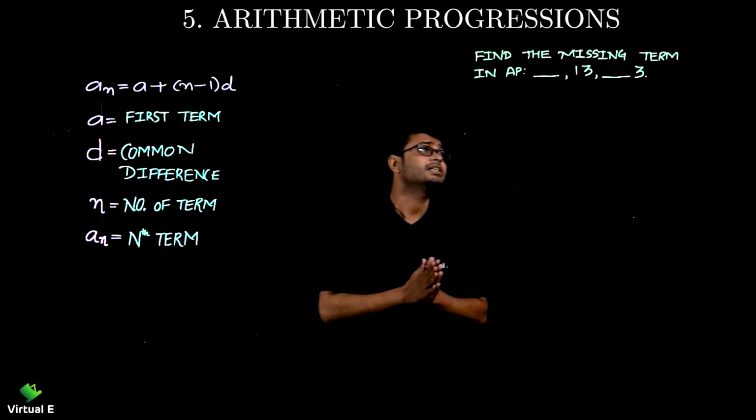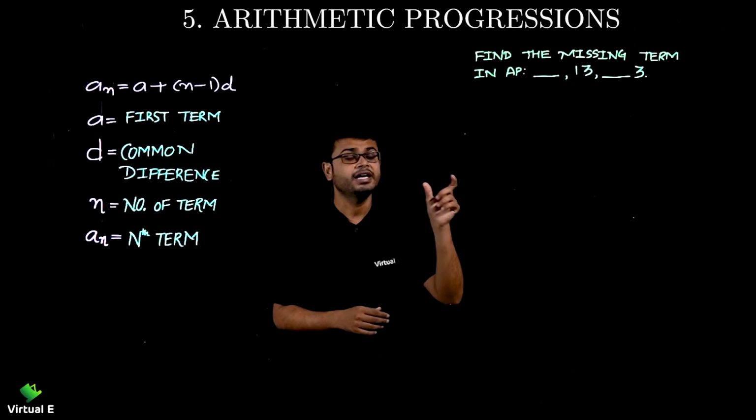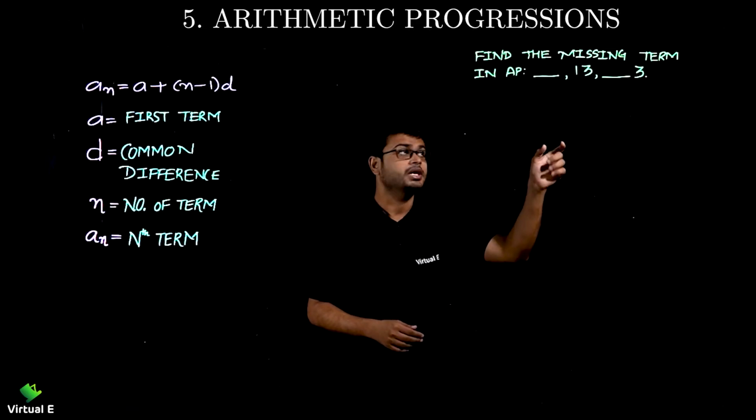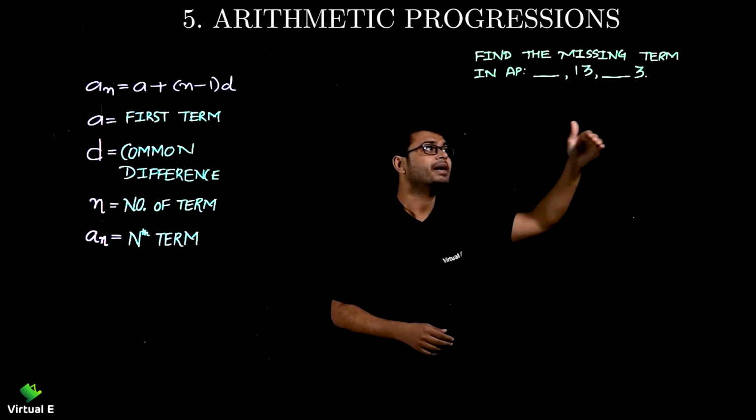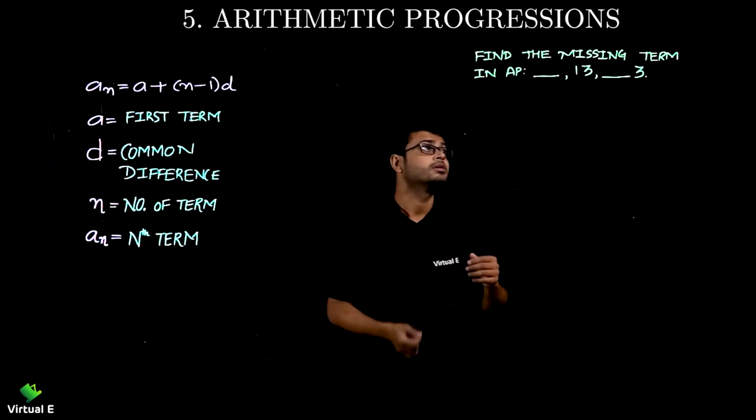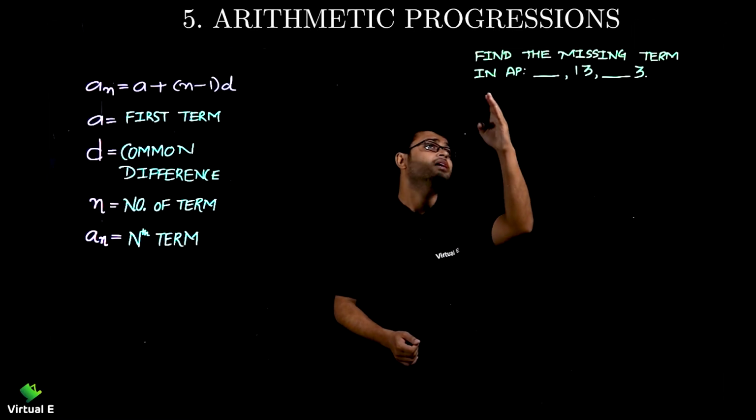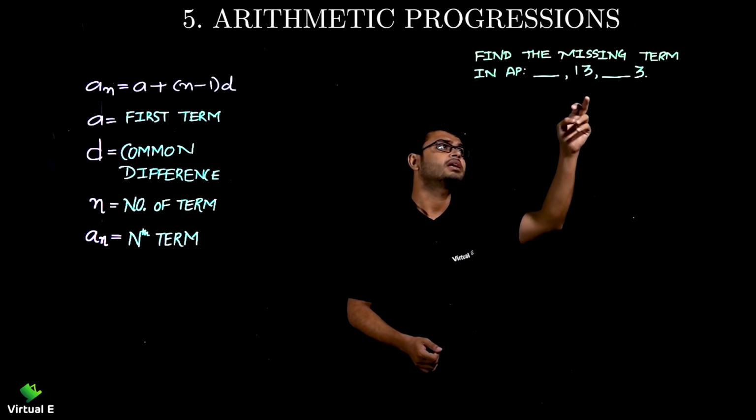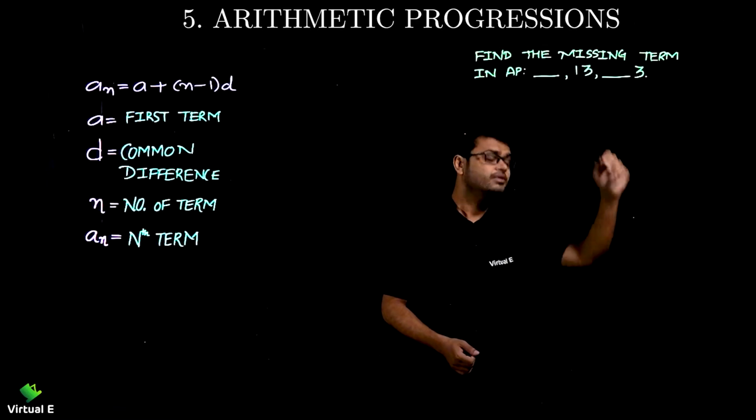So you can see that this is a finite AP. Finite AP means that there are only limited or countable terms, and infinite means it will keep extending, it will go to infinity. You can get as many terms as you want. So let's start. It is given, find the missing terms in the AP: _, 13, _, 3.